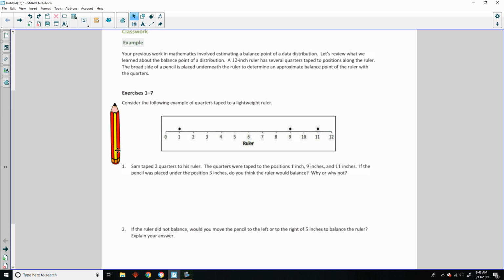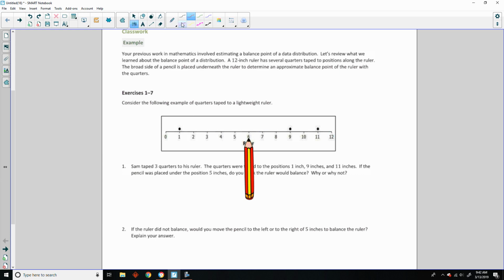So what they're saying is if we put the ruler, say this was behind, let's say it's a clear ruler and you can see through it. We put the pencil here, 6 is the center. So if I balance this ruler on this pencil at 6, it would stay balanced because there is 6 inches to the right, 6 inches to the left. The weight would be distributed equally along both sides of that pencil.